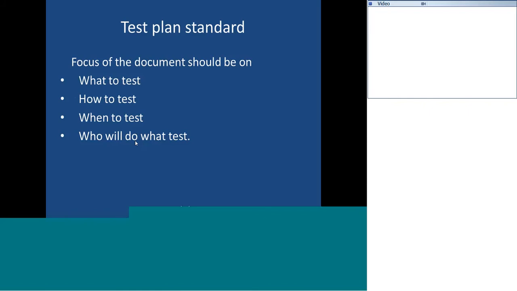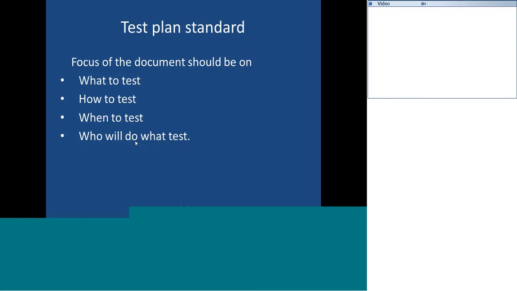Then we may mark those items as out of scope. Some other team may mark them as in scope for them. So what to test is also called in scope and out of scope items for our testing team. And the next one is how to test.